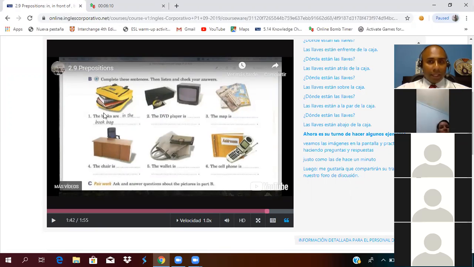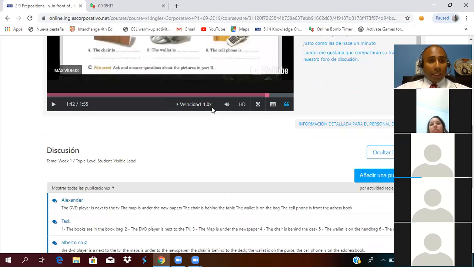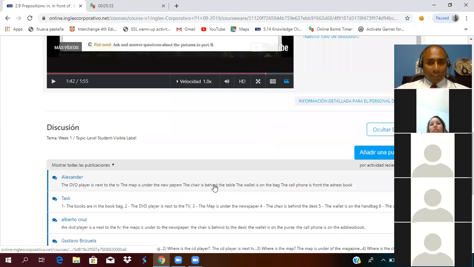Por ejemplo, la primera dice, ves una mochila aquí amarilla con unos libros y dice, the books are in the book bag. Los libros están dentro de la mochila. So, vas a incorporar esta oración, el ejemplo. Me vas a dar 6 con estas imágenes y le vas a agregar 4 más con cosas que tú tienes en tu casa, utilizando los prepositions of location. So, en total serán 10 oraciones y las va a escribir acá en el discussion forum.